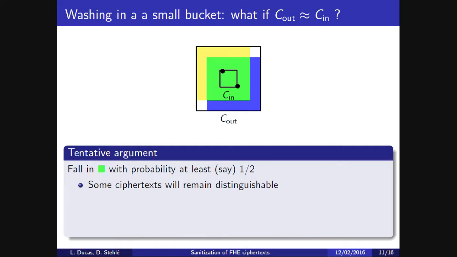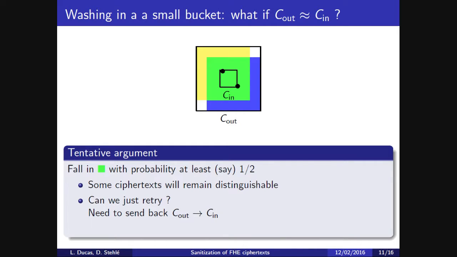Well, now this green portion does not take almost all the space. Let's say that it takes only half of the space. So with probability 1/2, those two ciphertexts after the noise will look indistinguishable, in the sense that they could have come from either of them. But some ciphertexts will remain distinguishable.